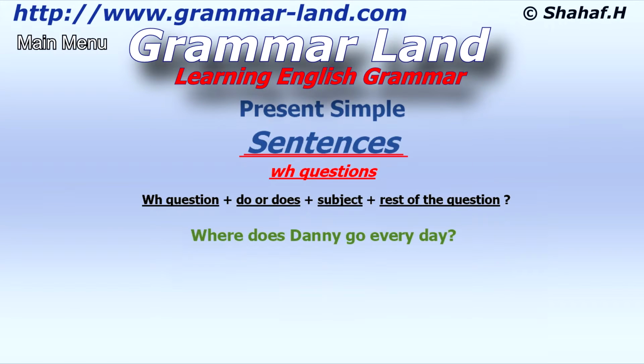Where does Danny go every day? The question starts with the WH question, where? We use does, because Danny is a he. Where do they go every day? This question also starts with the WH question, where? The subject is they, which is why we use do.